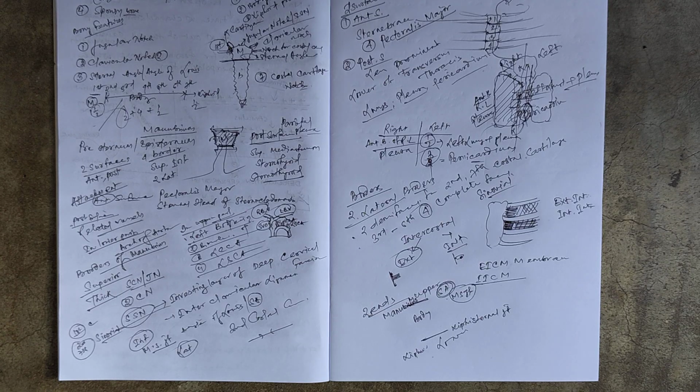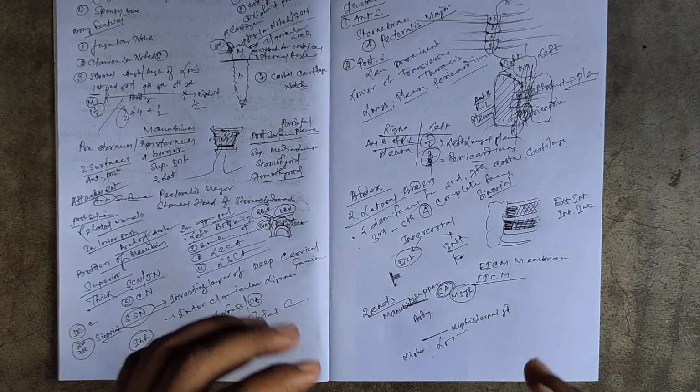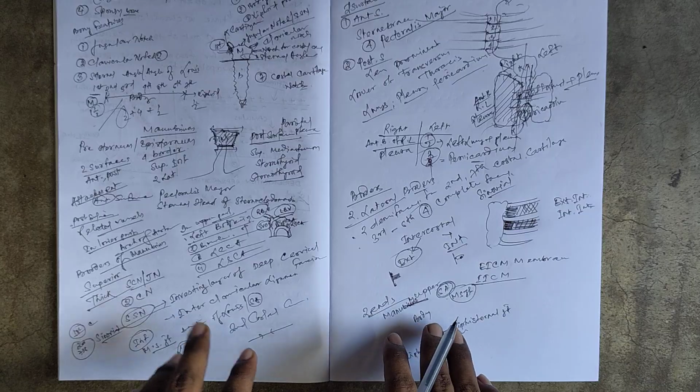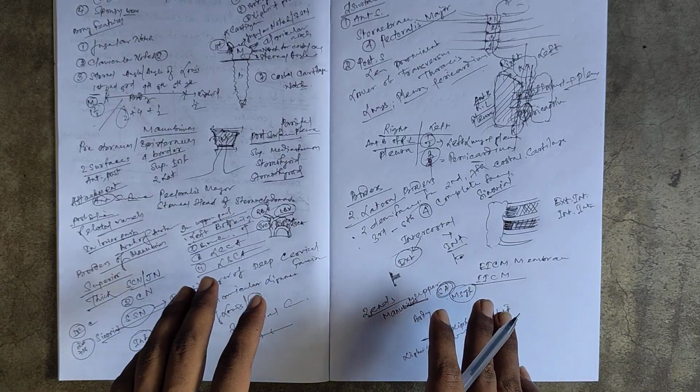Now the relation discussed is on the right side of the median plane, the posterior surface is related to the anterior border of the right lung and the pleura.